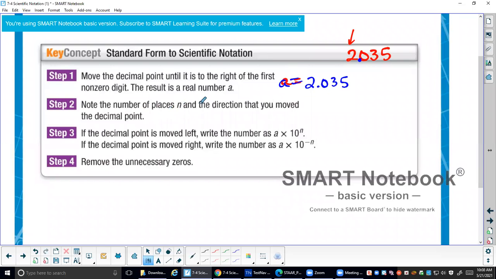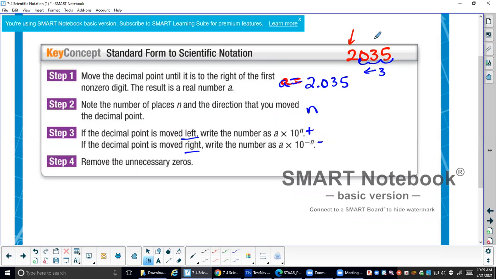Okay, so step 1 was to find a. Step 2 is now we're going to find n, which is the exponent for 10, because remember, we're going for this form. Now remember, if we start off with a big number, then it's going to be positive. When we looked at our original number, we ended up having to move it to the left 3 times. When we move things to the left, we know we're going to have a positive n. When we move things to the right, we know we have a negative.